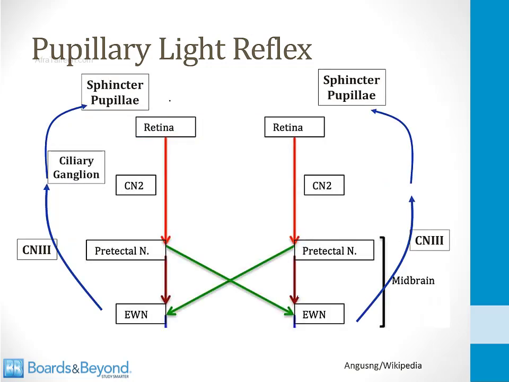Here's an illustration depicting how this process works. If you shine light in the retina of one eye, the light signals will be carried by the optic nerve, cranial nerve 2, to the pretectal nuclei. Those pretectal nuclei can activate the Edinger-Westphal nuclei on both sides of the body. And then as we discussed previously, the Edinger-Westphal nuclei are part of the parasympathetic nervous system. They send signals via cranial nerve 3 to the ciliary ganglion, and from there the sphincter pupillae on both sides of the body will be activated.